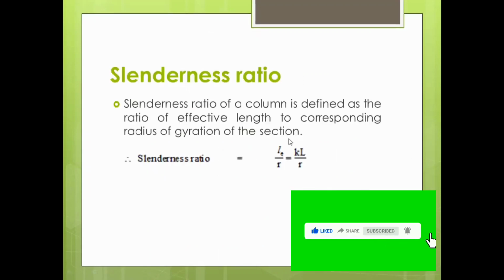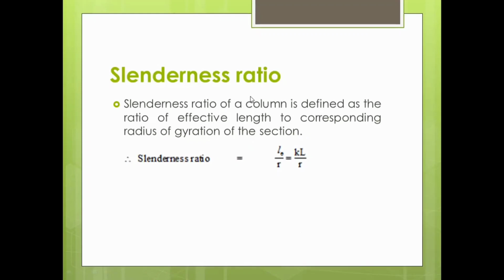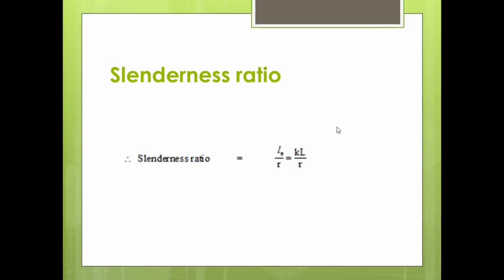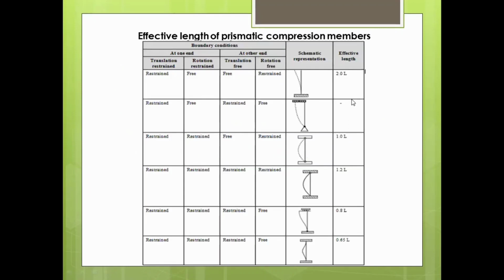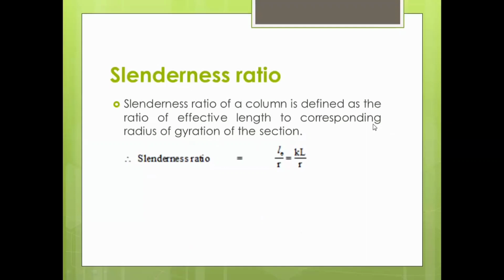Now, slenderness ratio is defined as the ratio of effective length. This effective length is to be taken from Table number 11. So KL will be any of these 4-5 values as per the conditions of the columns. Then it is the ratio of effective length to the corresponding radius of gyration of the section. Radius of gyration of the section r, we can take this value from steel table.